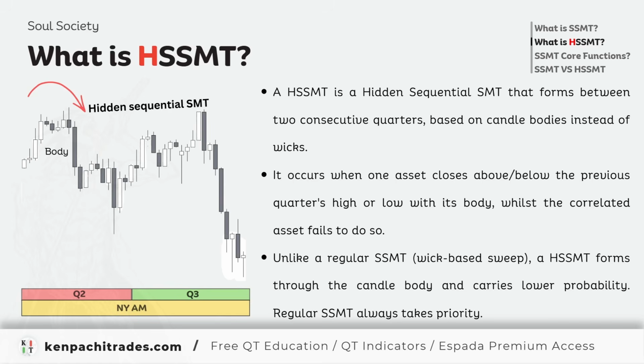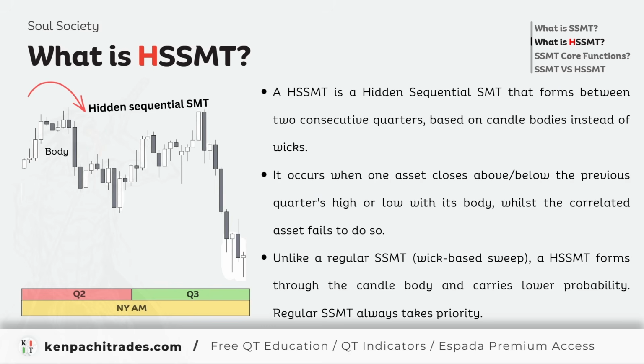All right, now you know what SSMT is, you know what SMT is, and you know how to measure the premium and discount using the true opens and blend it with SSMT. But there is one more type of SMT, which is hidden SSMT. Hidden SSMT is the same idea, but with one big difference.